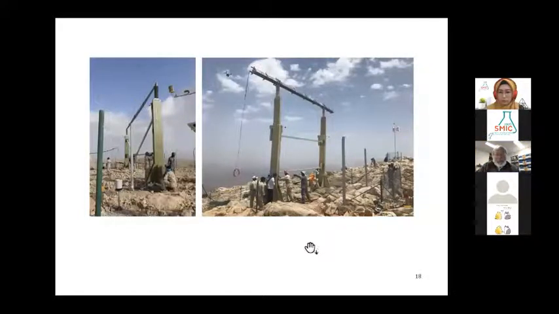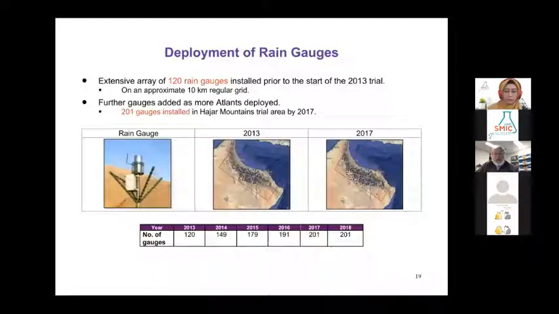Okay, this is a picture showing you subsequent Atlant models deviating from the triangle model, but all on the same basic principle of ionizing uplifted aerosols. The rain gauges, which you saw in that previous picture: there were 120 gauges installed prior to the start of the 2013 trial. And that went up to 201 gauges by 2017. You've got the deployment of the gauges in 2013 here, and then the eventual extent of all the gauges that were installed by 2017 over there. So there were a lot of gauges placed specifically for the purpose of this trial.